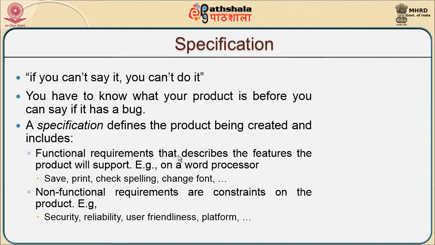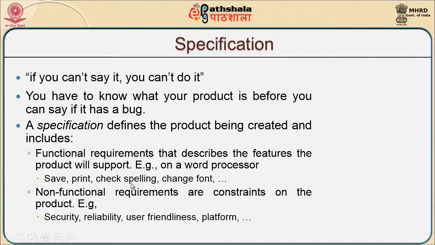So you can simply think, did it exist only during the implementation phase, or should it have happened from the beginning, from the specification point of view? As part of specification we have read, or rather experienced, if you can't say it, you can't do it. You have to know what your product is before you can say if it has a bug. That means a specification defines the product being created and includes two different terms: one is functional requirements, and the other is non-functional requirements.